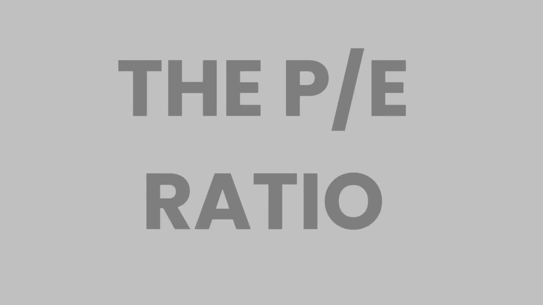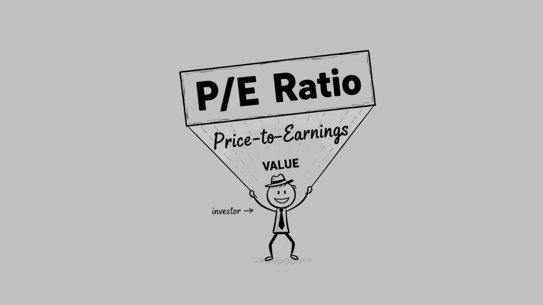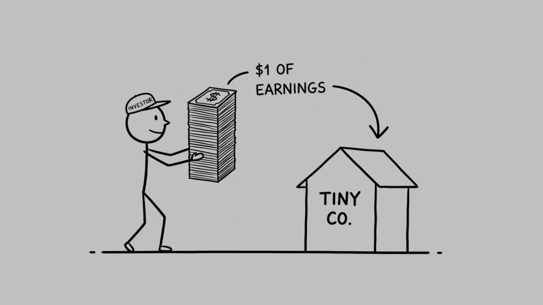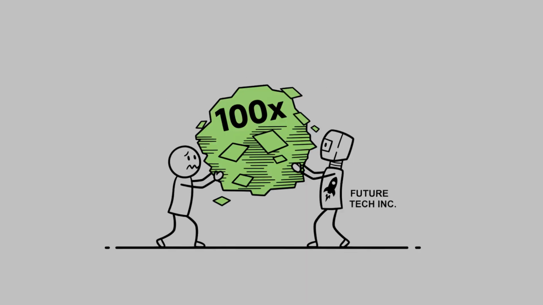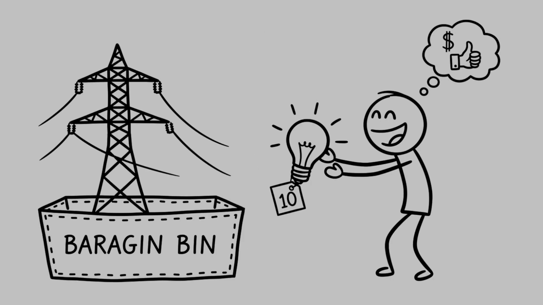Term 7, the PE ratio. This is the ratio the top 1% use to spot value. The price to earnings ratio. It tells you how much you are paying for every $1 the company earns. If a tech company has a PE of 100, you're paying a massive premium for hope. If a boring utility company has a PE of 10, it might be a bargain.